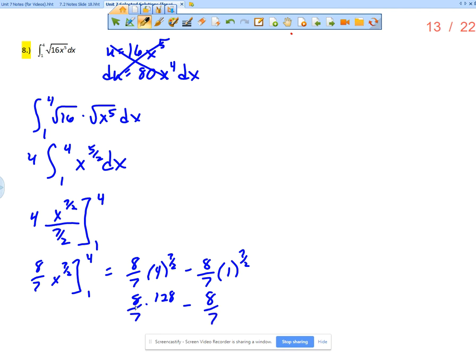So 8 times 128, well, that's kind of annoying, but it actually ends up being 2 to the 10th. If I multiply by another 2, that's 256, times another 2 is 512, times another 2 is 1,024. So I have 1,024 sevenths minus 8 sevenths. That's actually pretty reasonable: 1,016 sevenths.